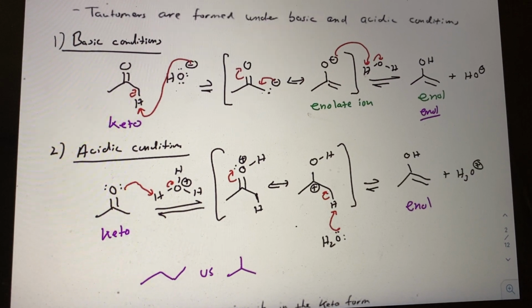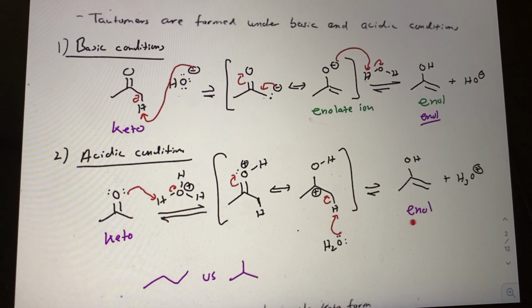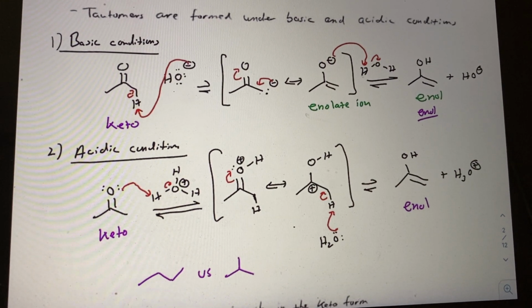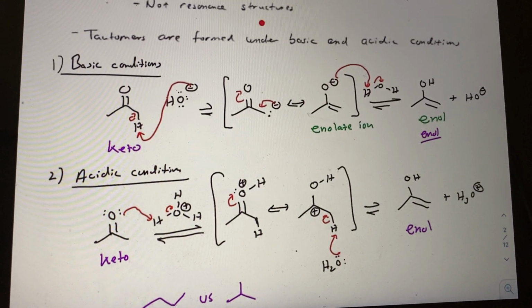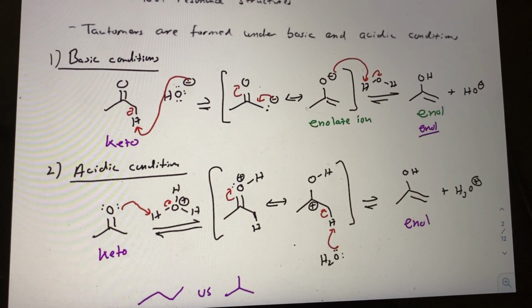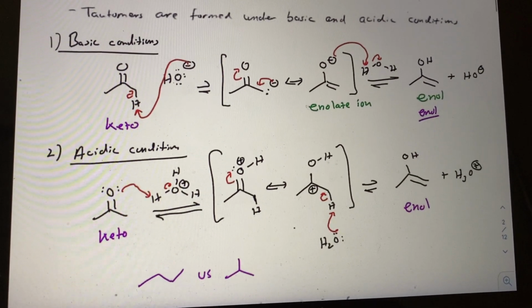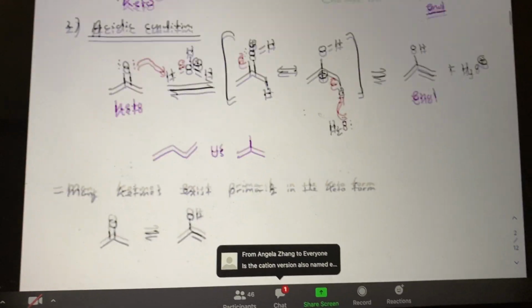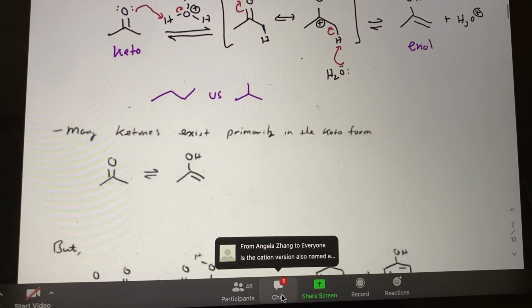And then once again, the key thing is the relationship between the keto form and the enol form is they're not resonance structures. That's what I scribbled up here on the top, because they are real, different compounds. Okay, so you'll hear the word tautomers and tautomerization.